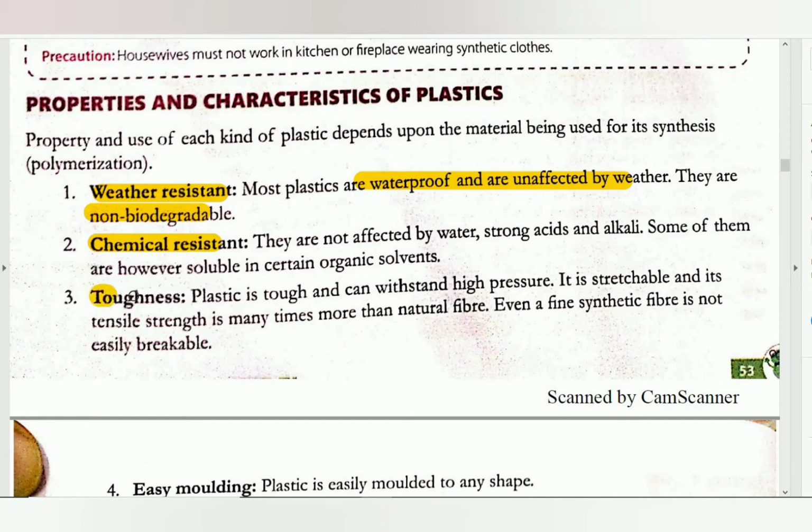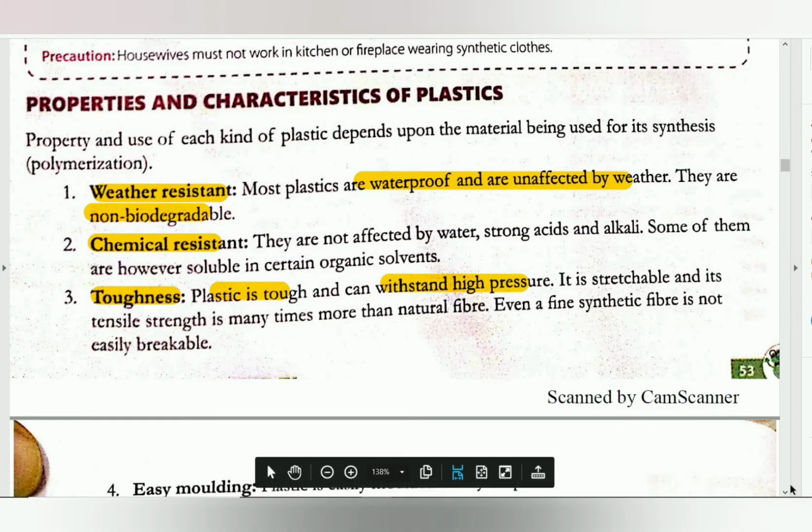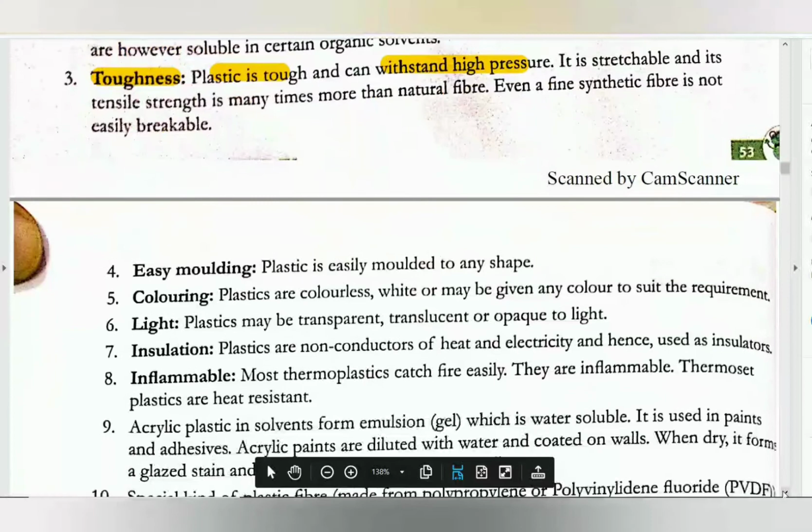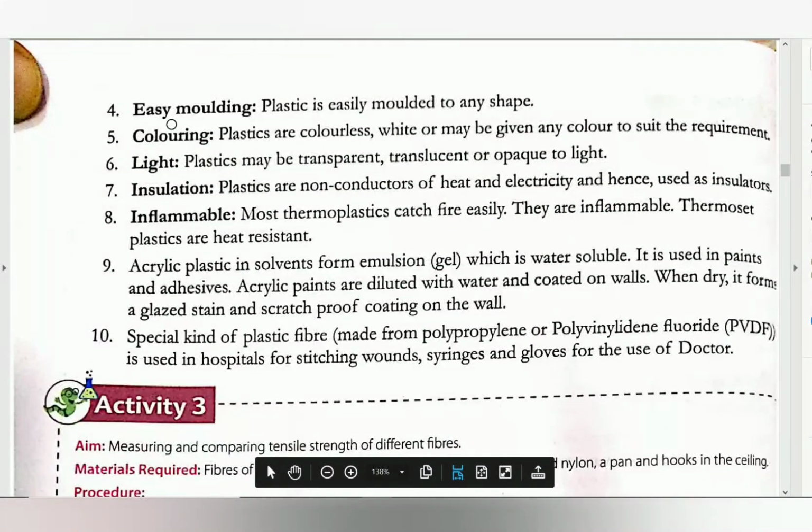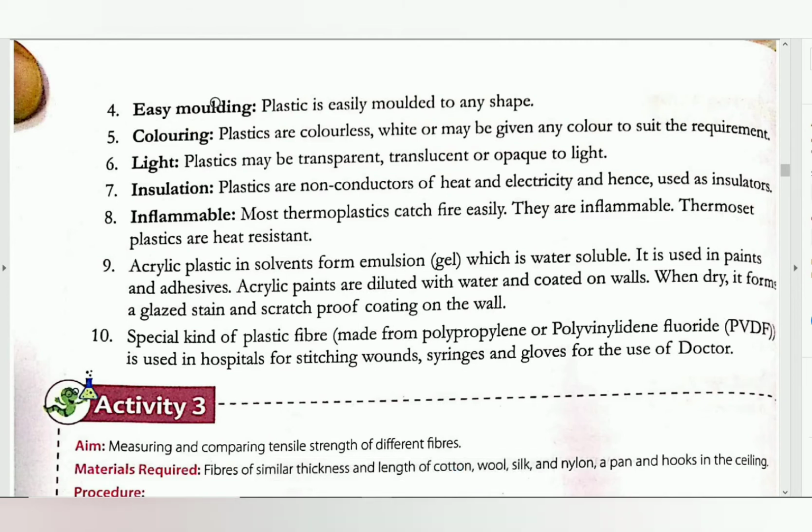Next one is toughness. Plastic is tough and can stand high pressure. These plastics may be stretchable. Alright, and even they are soft. Next property is that we can mold plastic in any shape. So we can say plastics are easy to mold.